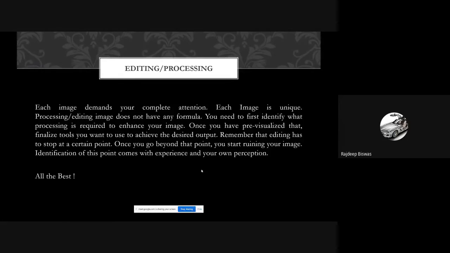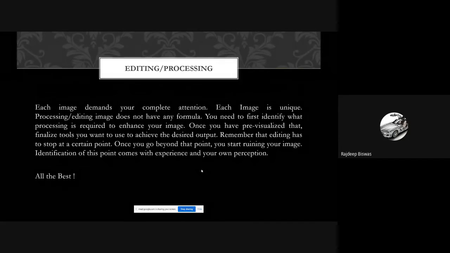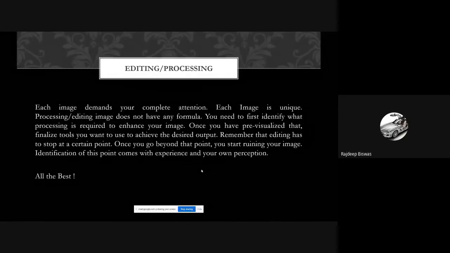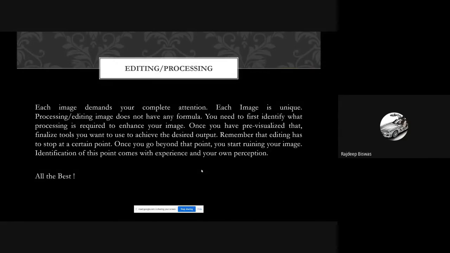Remember that editing has to stop. I'm going to stress on this. It has to stop at a certain point. Once you go beyond that point, friends, you start ruining your image. Now, many might wonder how to identify it. I'm afraid this kind of identification of this point comes with experience and with your own perception.